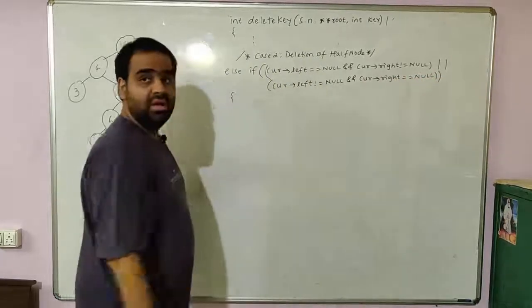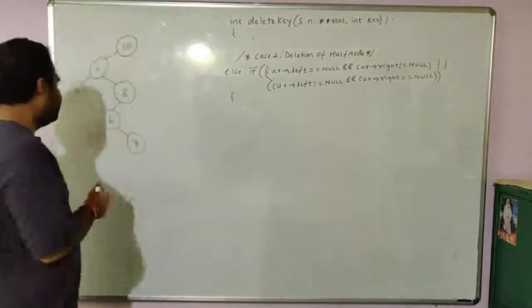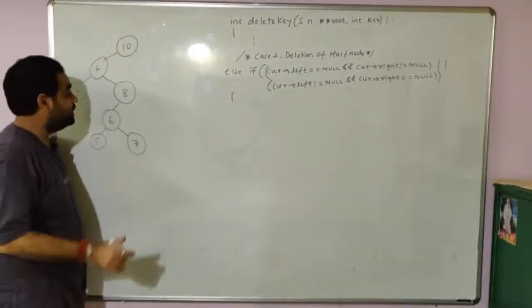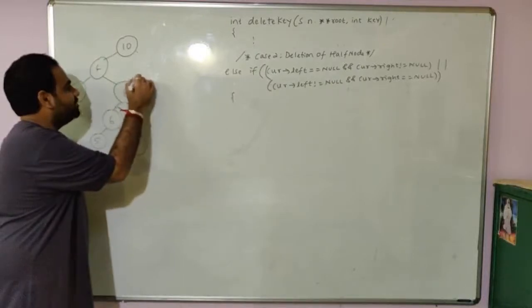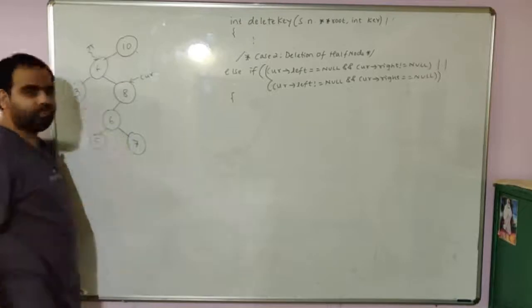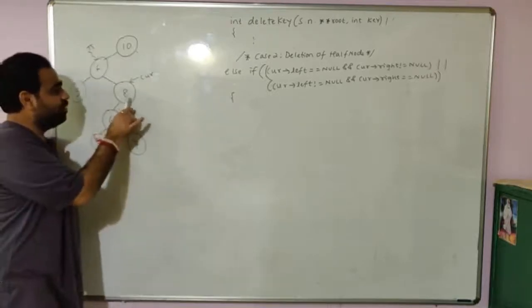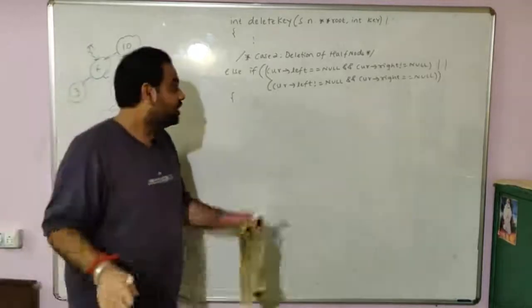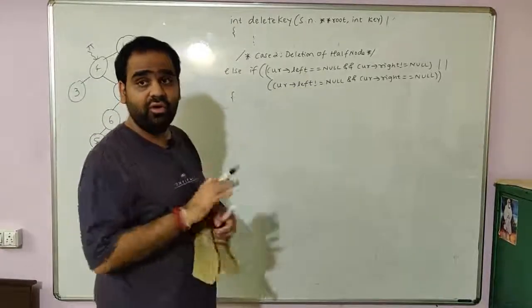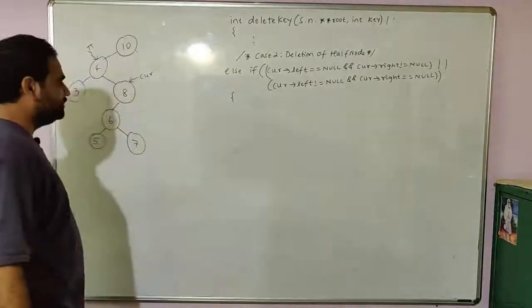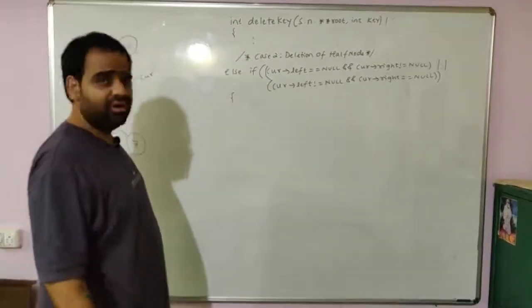Is that okay? Now, suppose, what is the half node over here? 8 is the half node because 8 has only one child. By virtue of that while loop, this is where the current pointer is, and this is where the parent pointer is. Suppose you want to delete 8. Is it a leaf node? No. Is it a half node? Yes, it is a half node. And if it is a half node, we will delete it. How do we delete? That's the question.